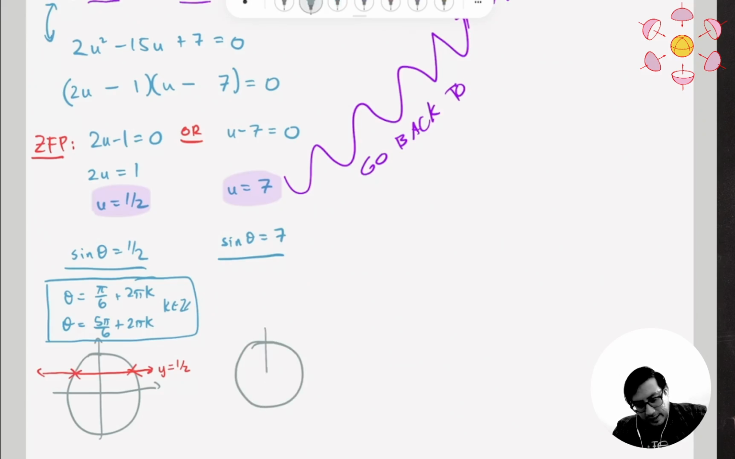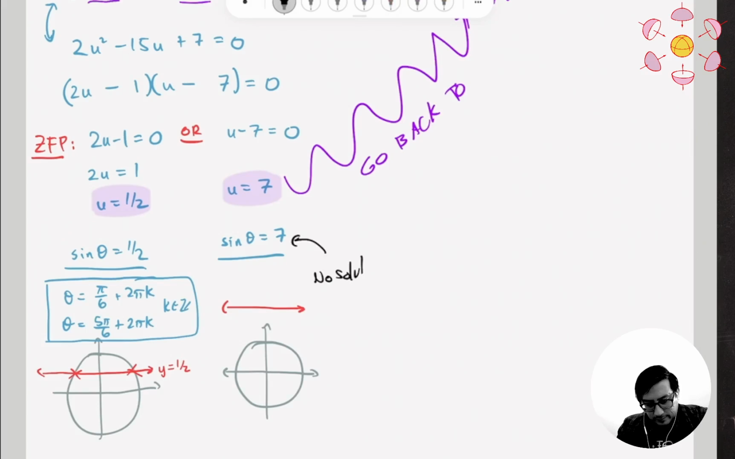Sine theta equals 7. Okay, so here's my unit circle. I can't even draw y equals 7 accurately. It's way up here. Is that red line going to intersect our circle? So this has no solutions. Okay, so it's kind of obvious, right? The sine is the y value on the unit circle, and 7 is just way too big. It's way too high, so I'm never going to intersect it.